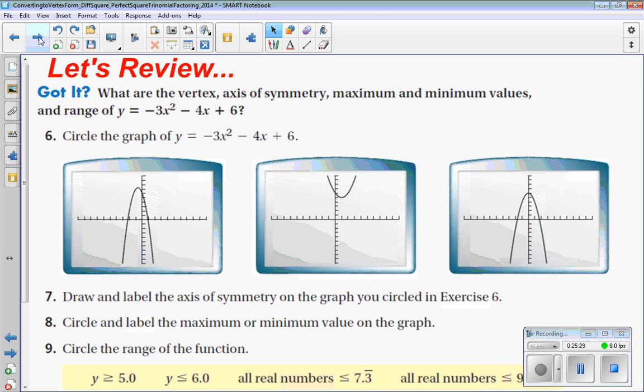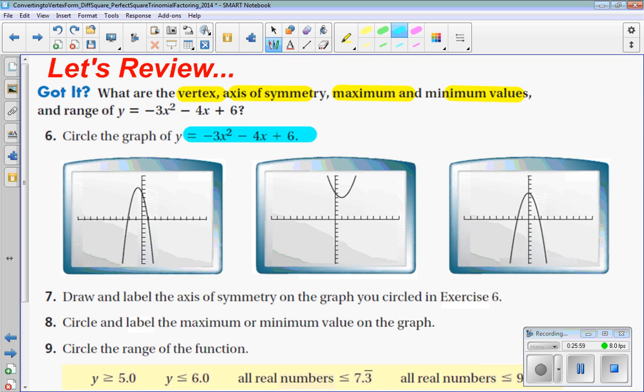So let's just review for a minute, and let's make sure we remember when I say vertex, axis of symmetry, max and min values. All right, so let's remember how to do this, okay? Which one of these three graphs is the graph of this one? Which one can I eliminate right away? There's one of them I can eliminate. The middle one. You're right. Why can I eliminate the middle one?